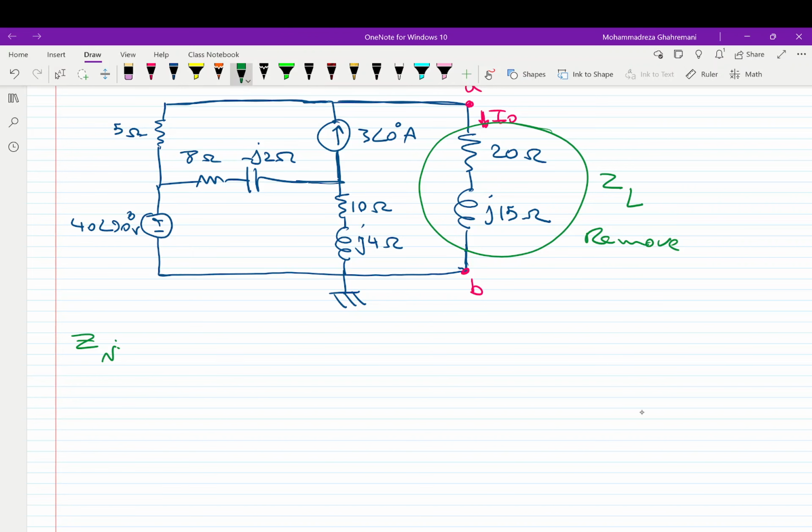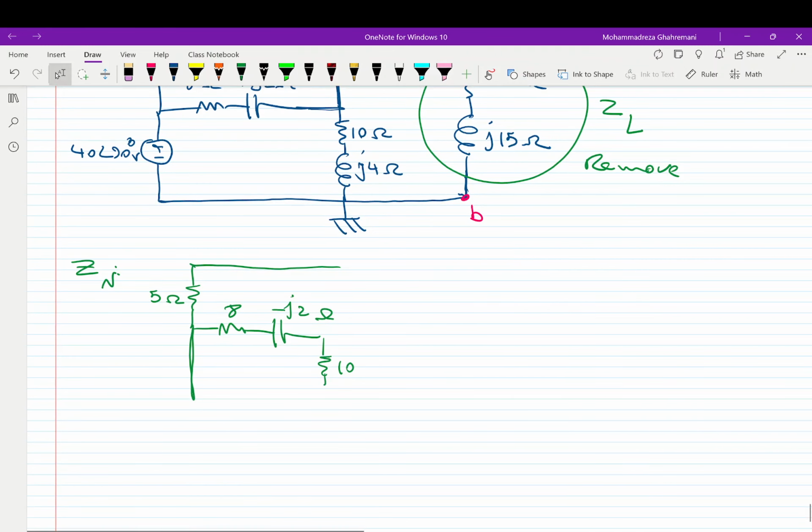Okay, here is the equivalent circuit for finding the Norton impedance. 5 ohms. The voltage source is turned off. 8 ohms. Negative J2 ohms. 10 ohms. J4 ohms.